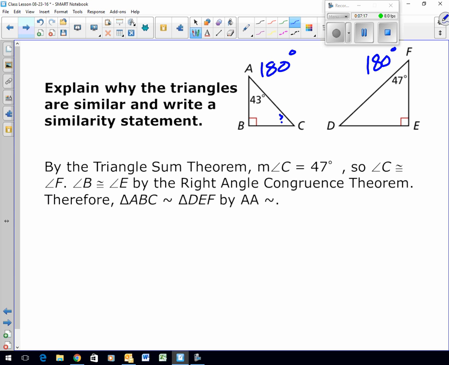Realize you can do this. Take 180, and subtract from it what else?